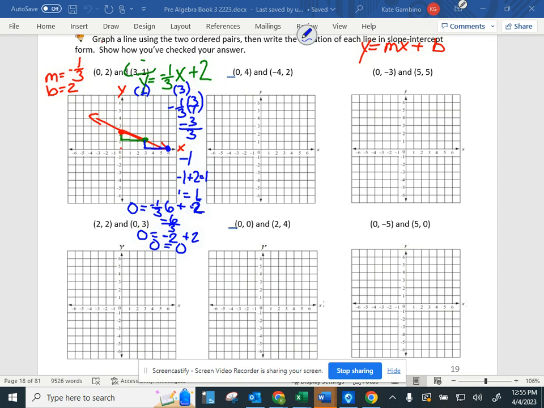You can literally take any dot on this line. If we followed this slope, you could take any ordered pair that's on that line following that slope, and it will equal itself. The x and the y will equal out in the slope-intercept form. Does that make sense? So, let's do another one together.